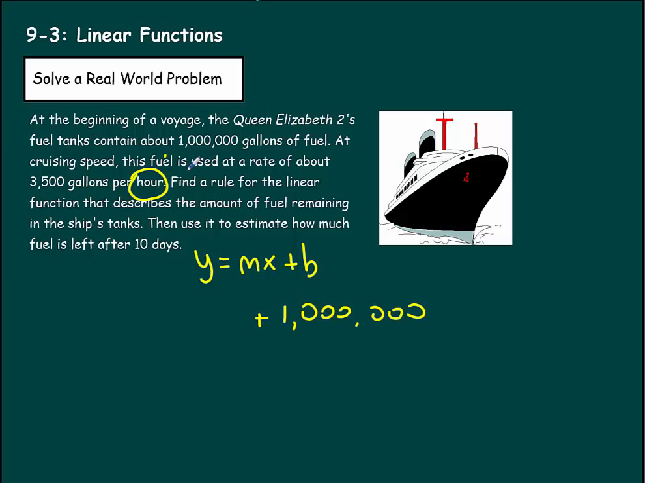Here we see this fuel is used at a rate of about 3,500 gallons per hour. So the fuel tanks are not going to be increasing during the trip, they're actually going to be declining by that rate, meaning that the slope's going to be negative 3,500. So we have negative 3,500x plus 1 million. So we can make this our function, so the function of our input equals negative 3,500 times our input in hours plus the 1 million. So when it's 1 hour, you would plug in 1 here, so negative 3,500 times 1 plus a million. If it's 10, you would plug in 10 here.